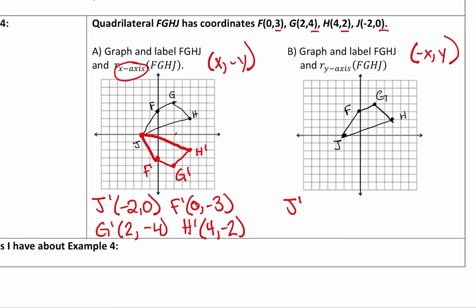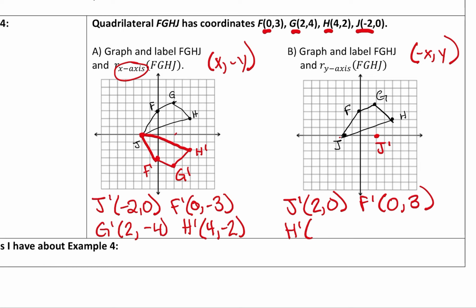If I look at J, over the y-axis it's going to flip to this side. So over here will be J prime. Remember, we're just negating the x values with this one. So instead of changing the y's, we're going to change the x's here. J prime is going to become 2, 0. F prime is on the y-axis, so it is not going to move. It's still going to be 0, 3.